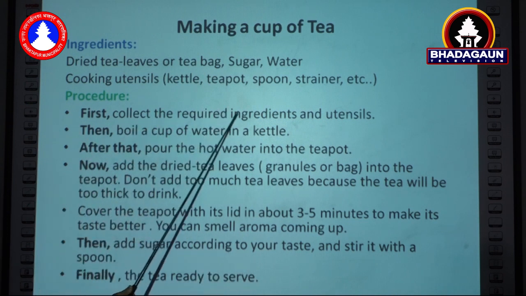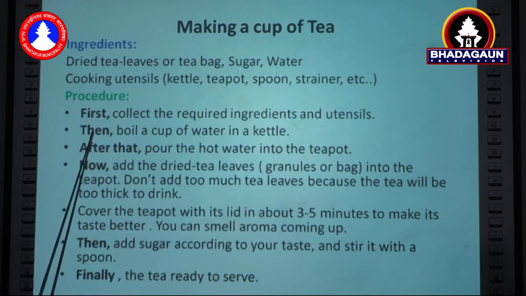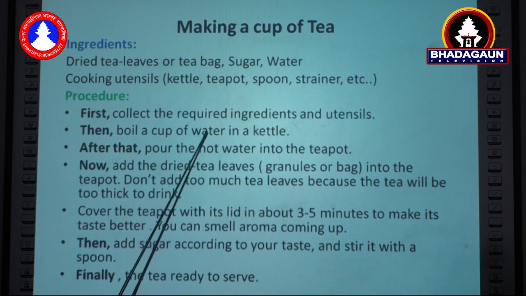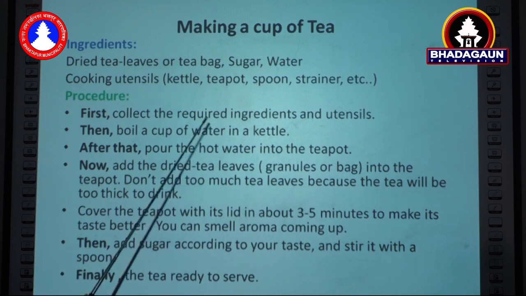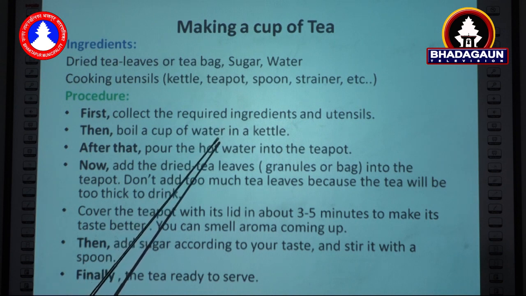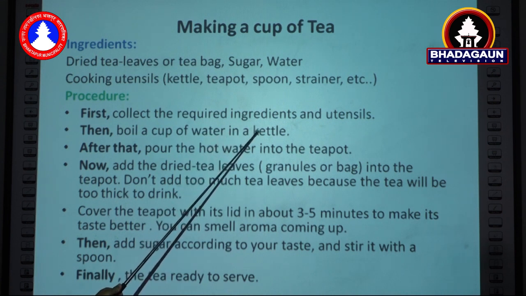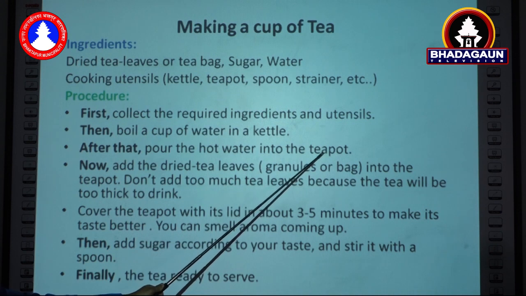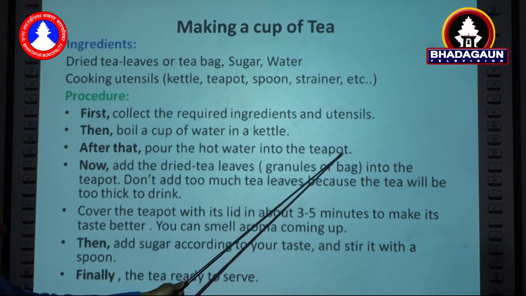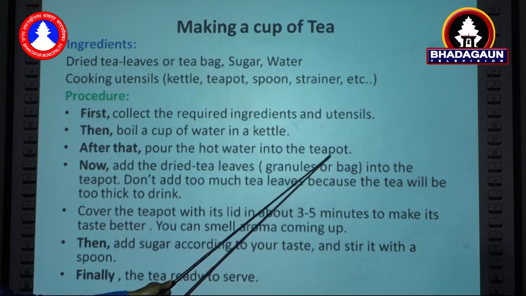Then after collecting the required ingredients and utensils, you have to do what? Then boil a cup of water in a kettle. If you want to make your answer lengthy, you can write light the gas stove before this. So it will be a bit longer. Then boil a cup of water in a kettle. After that, pour the hot water into the teapot. Now you have to pour the hot water that is already boiled in a kettle into the teapot. That can be a glass, that can be a cup, or that can be the teapot.